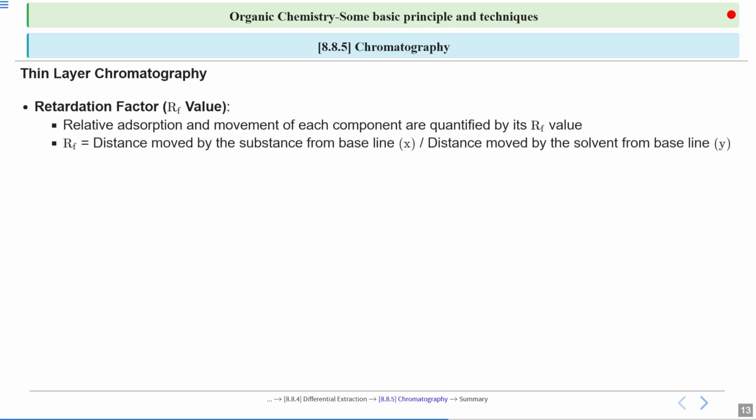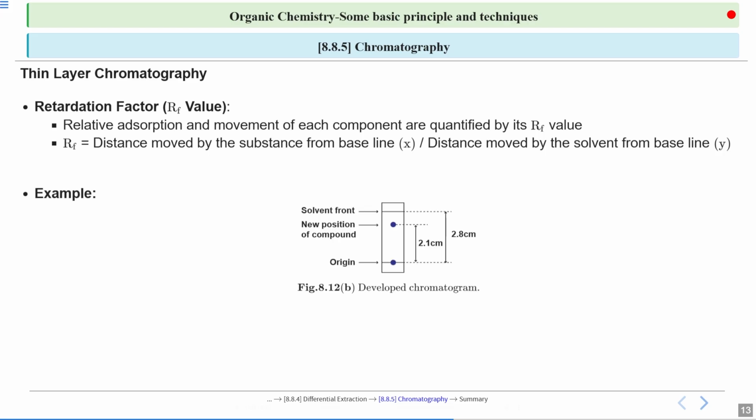And here is the formula for that. To find the RF value, the RF value is equal to the distance moved up by the substance from the baseline, x, upon the distance moved by the solvent from the baseline, that is y. Suppose x is the distance moved by the substance and y is the distance moved by the solvent. You divide x by y, and you will get your RF value.